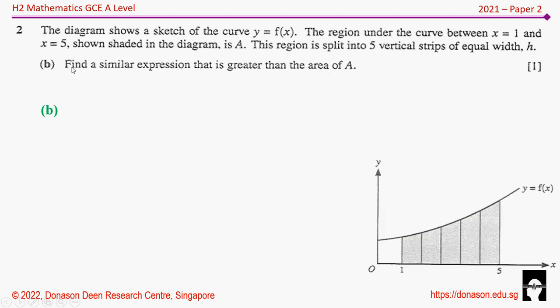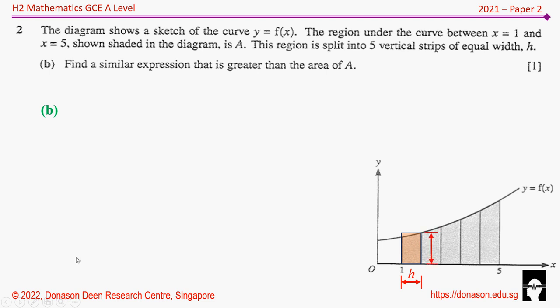Let's look at part B. It says find a similar expression that is greater than the area of A. Okay, the hint here is similar expression. So greater than the area of A means we are looking for an overestimation. Of course, we can't be taking f(1), right? So we've got to take a rectangle that is like that. So what would be the first value that we're going to take? This value is still going to remain as h, but this time we are going to use this value in order to calculate the area of a rectangle. And as you can see, what I am estimating is now going to be bigger than the area A.